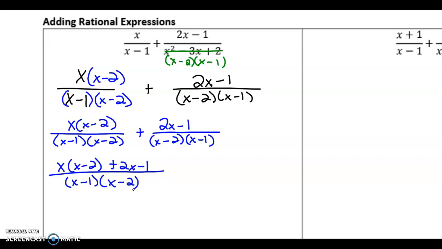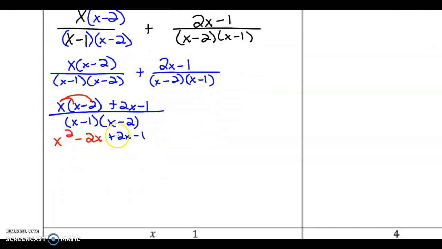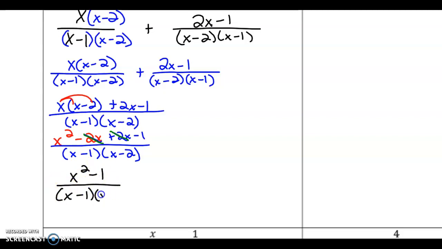Okay, from there, we can then just combine like terms on the top. So we need to distribute our x. And we still have the plus 2x minus 1. So those two will end up canceling out. Denominator is still x minus 1 times x minus 2. So since this is a negative 2x and a positive 2x, we just have x squared minus 1 all over x minus 1 times x minus 2.